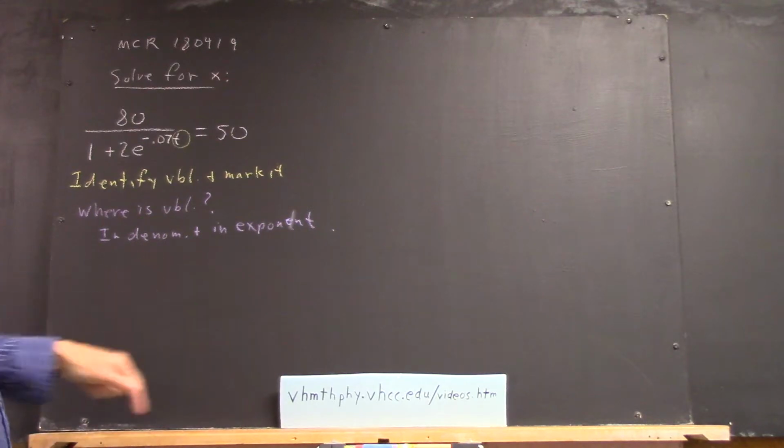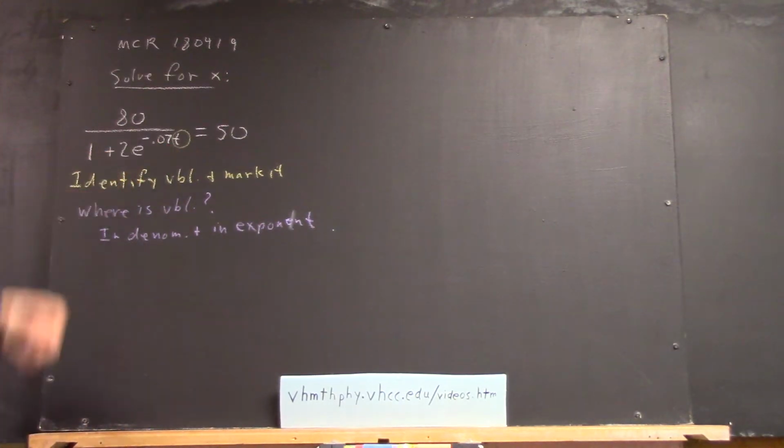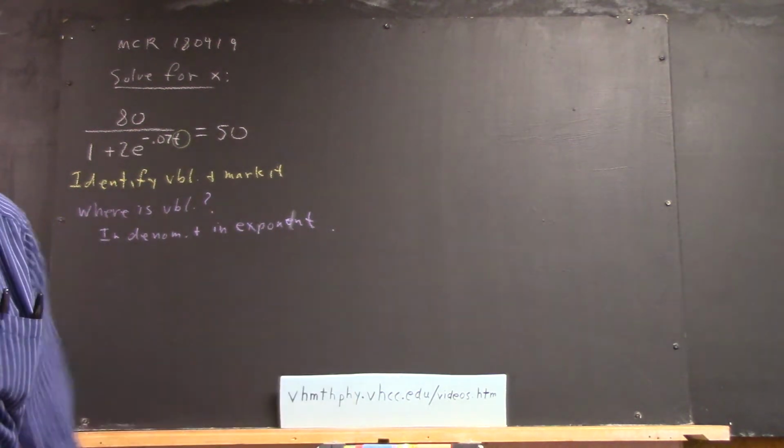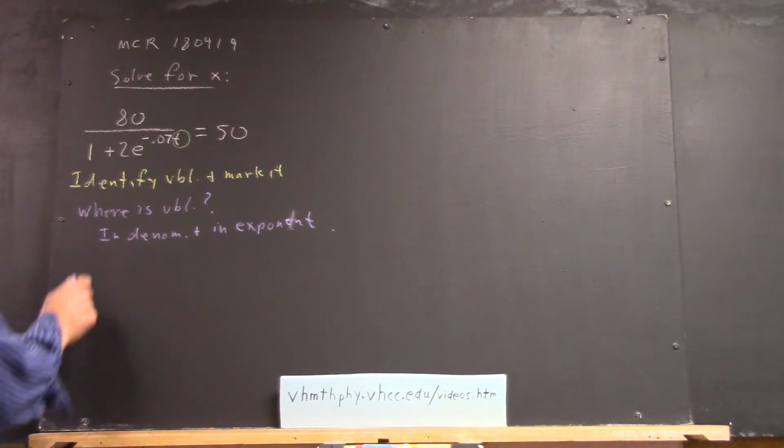Now we know the principle: if we have a denominator and our variable's in the denominator, we probably want to multiply both sides by that denominator. Okay? So what to do about it?